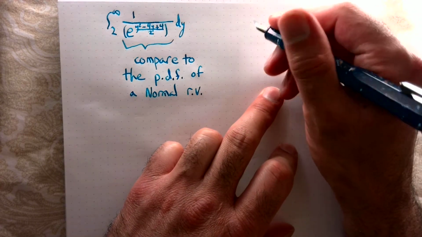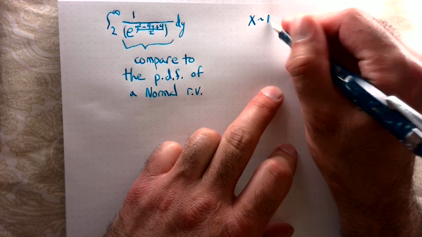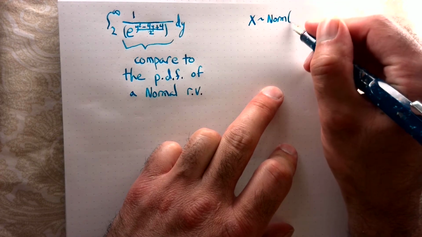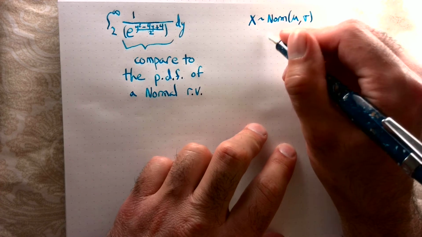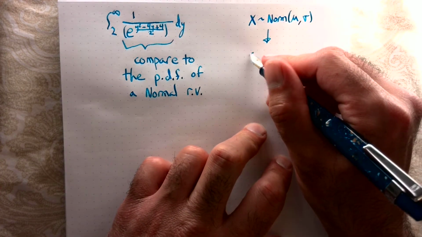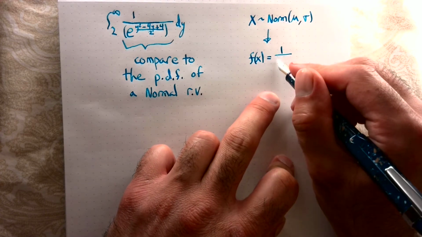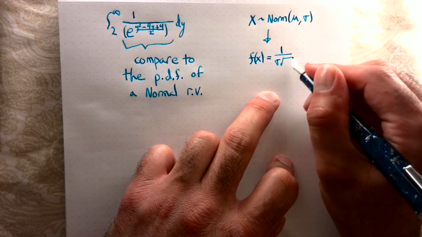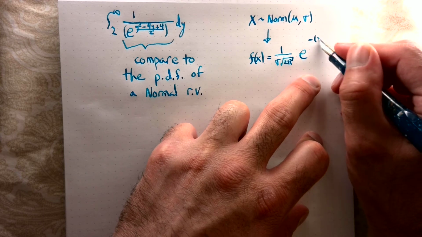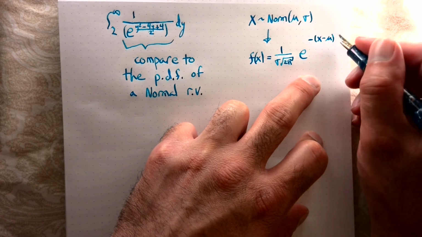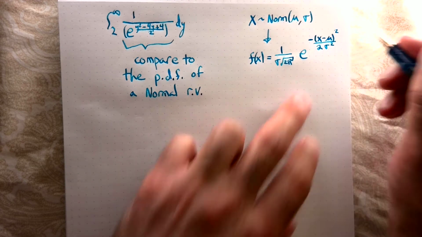So if we have a random variable x that is normal with mean mu and standard deviation sigma, then this random variable has a probability density function f of x, which is equal to 1 over sigma times the square root of 2 pi times e to the minus x minus mu squared over 2 sigma squared. So this is the PDF that we want to make this look like.